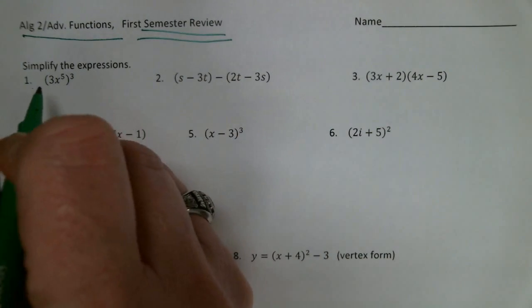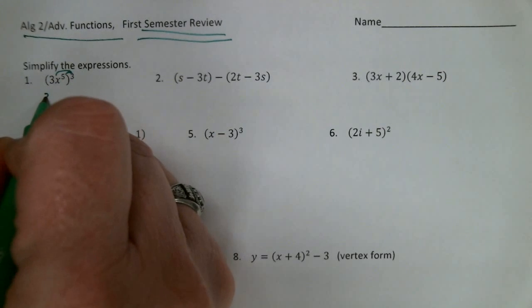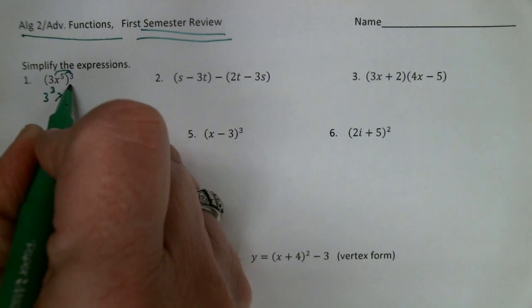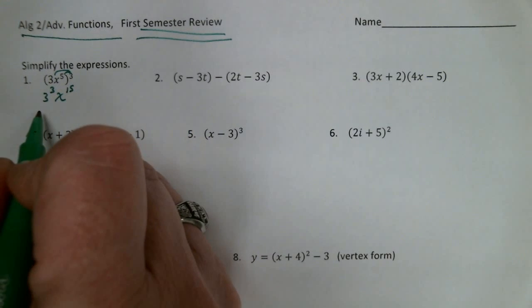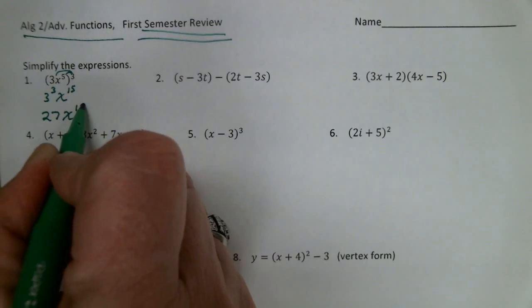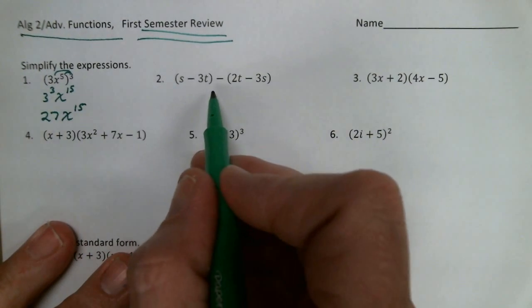Okay, so 3x to the 5th to the 3rd, take everything to the 3rd power. So 3 to the 3rd, power to power multiply exponents. 5 times 3 is 15. And then 3 to the 3rd is 27. X to the 15th.